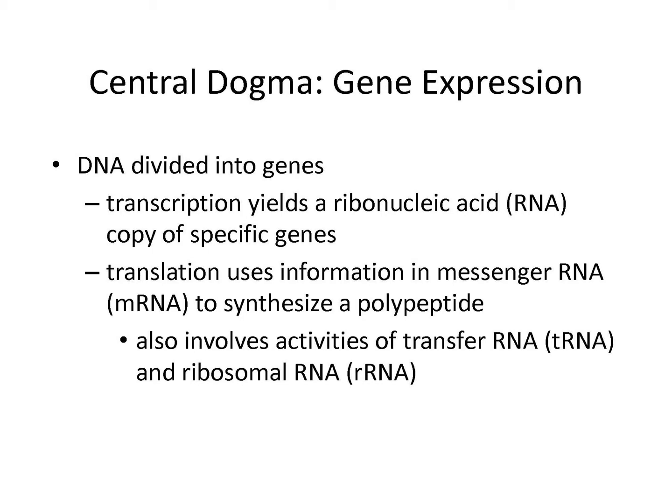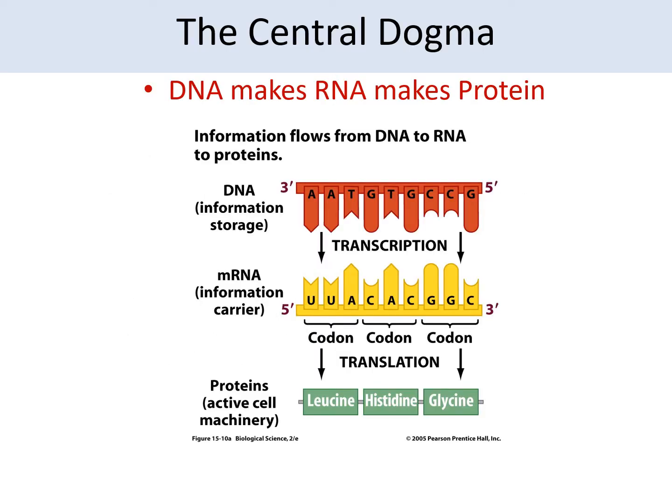This activity not just involves mRNA, but also involves the tRNA, transfer RNA, as well as the ribosomal RNA. This is a figure that shows the different phases of the central dogma, how DNA makes RNA and then makes protein. The information will flow from DNA to RNA and then to protein.